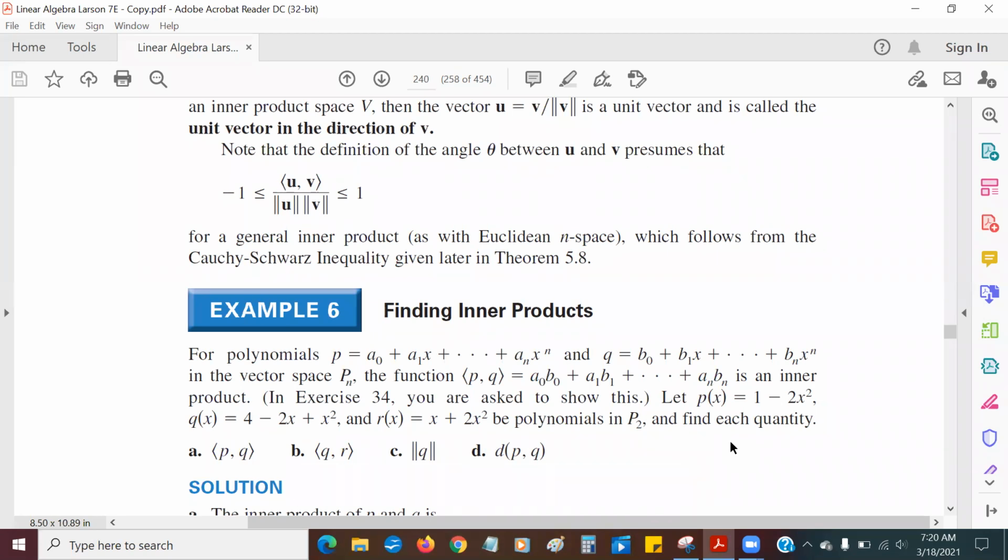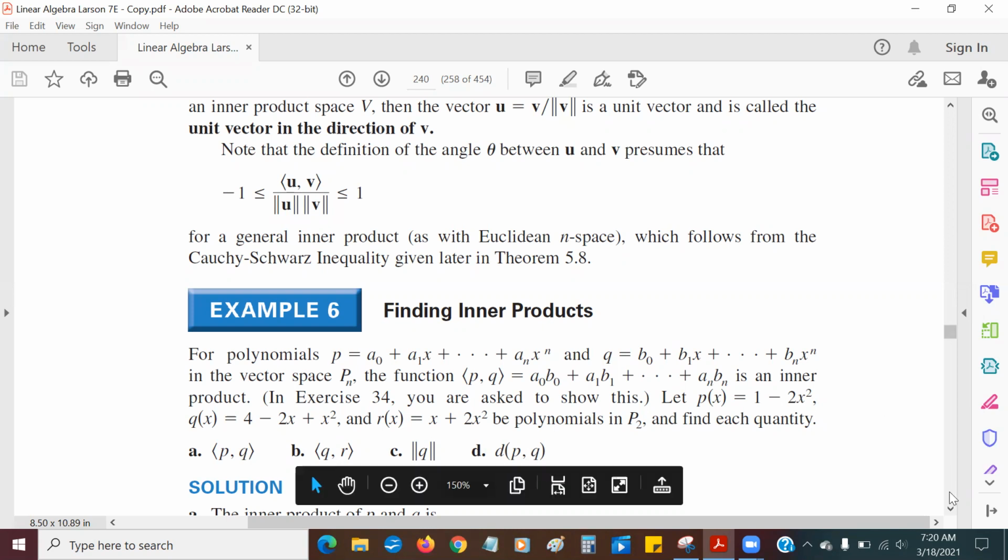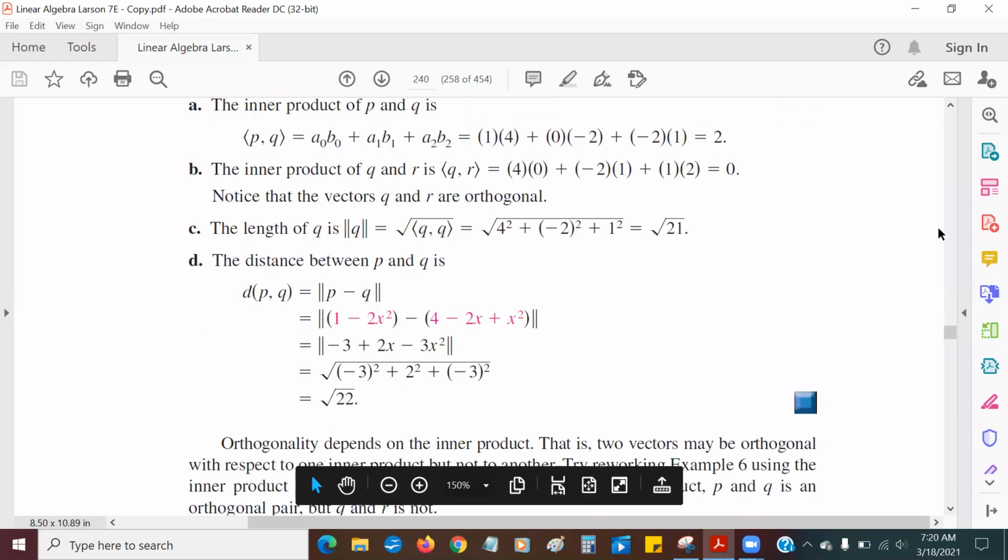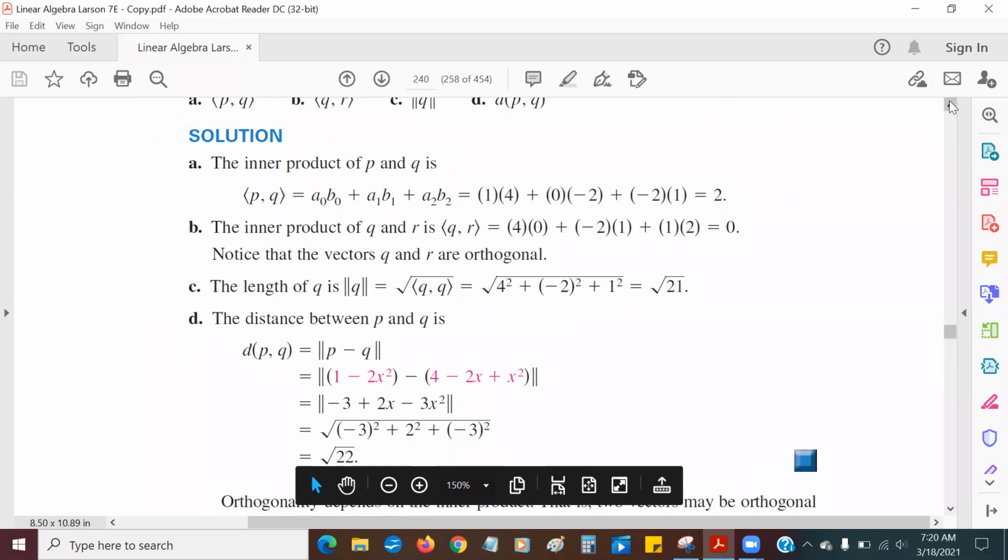Okay, time's up. Now that's enough pausing. Now we're going to solve these. So the inner product of P, actually let me scroll down a little bit so you can see the original thing.